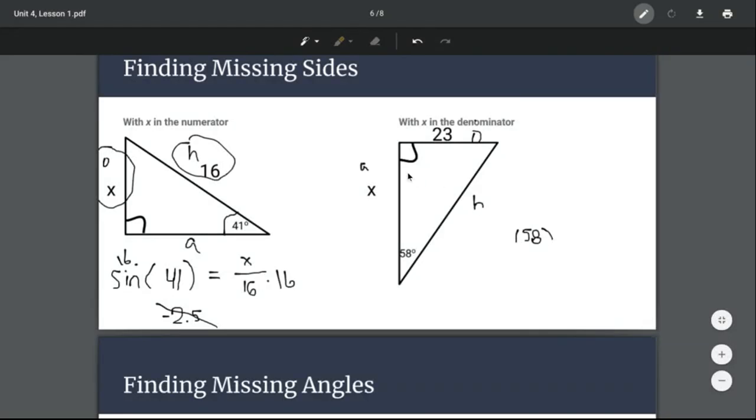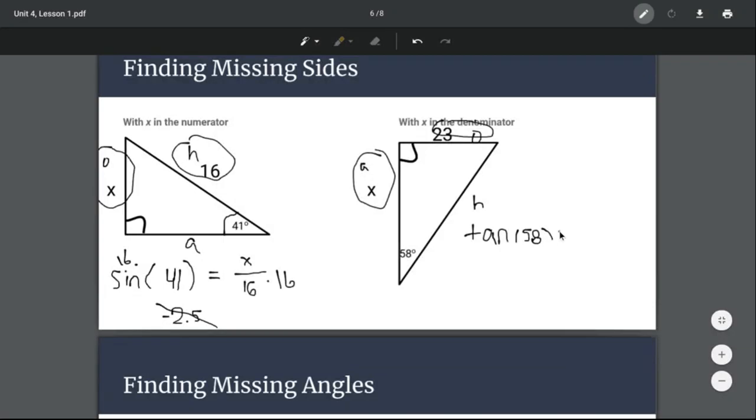And the two things that are labeled are the A and O. So this time we're going to do tan. Most of the time, when you have an X in the denominator, it will be tangent, but not always. Sometimes it can be cosine or sine.